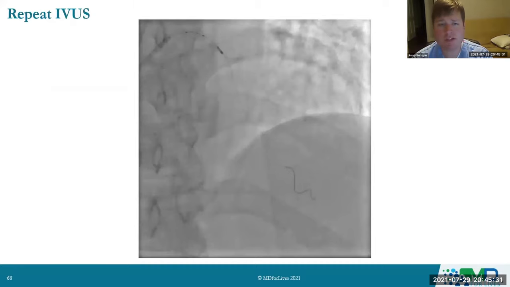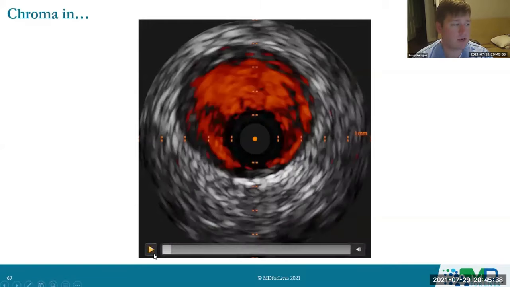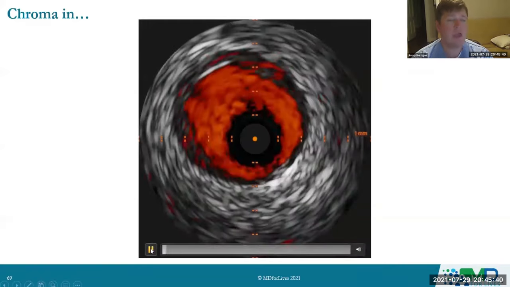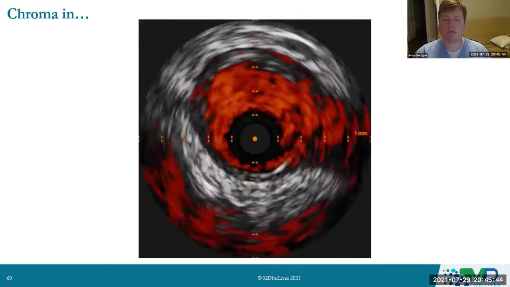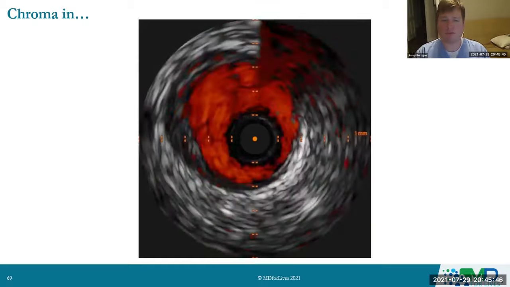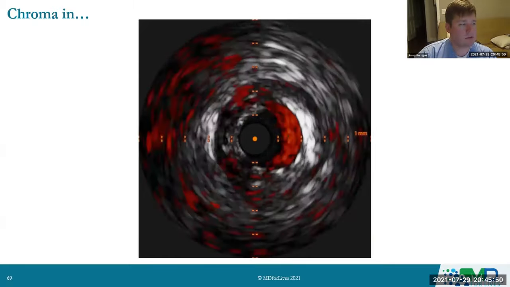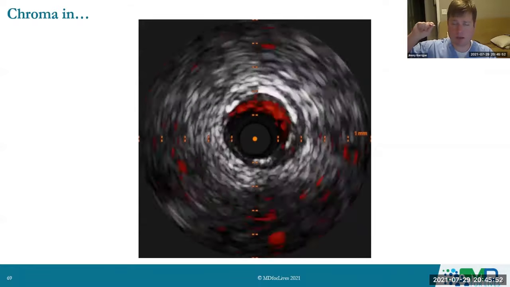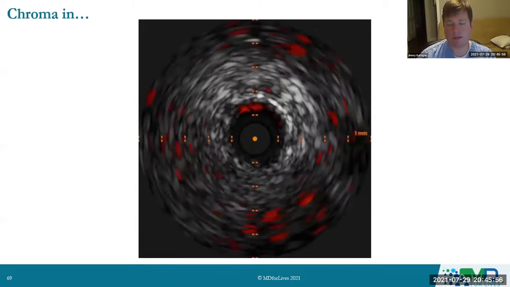So I repeated my intravascular imaging, and this is an example of chroma flow. The red is power Doppler, the vessel itself is outlined, and what we're looking for is the flow in the vessel. As I'm going in, I want to make sure that the flow is in the vessel and within the stent, and that there's no flow outside the vessel or outside the stent. Now, this is a trick that I learned: as I'm going in, I use chroma flow, and then I do a 2D pullback so that I don't miss anything.